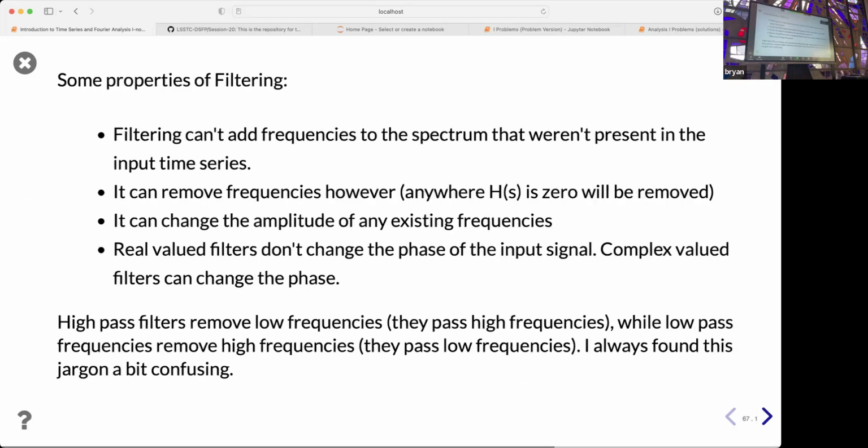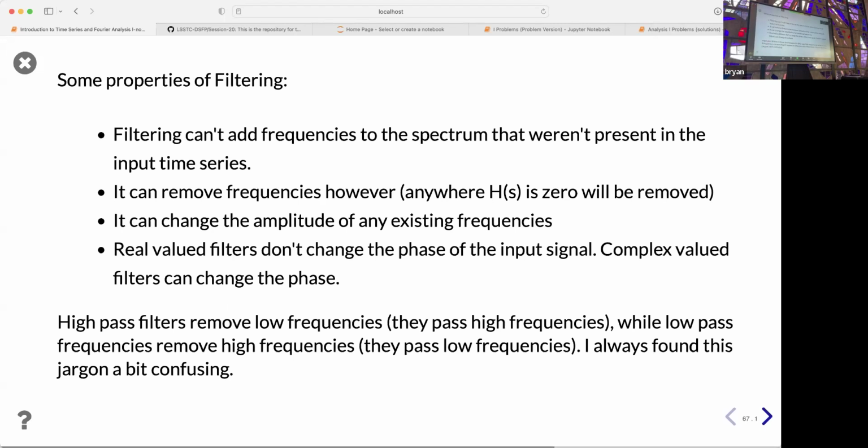Filtering can't add frequencies to the spectrum that weren't present in the input time series. It's basically because when you multiply by 0, you still get 0. It's a multiplicative operation. So I can change the amplitudes and the relative contributions of any frequencies that existed in my input time series, but I can't create new ones. However, if I have a filter that is 0 somewhere, I can remove frequencies from the recovered time series. Real value filters don't change the phase of the input signal, but if I have a complex value filter, that can change the phase of the recovered signal.